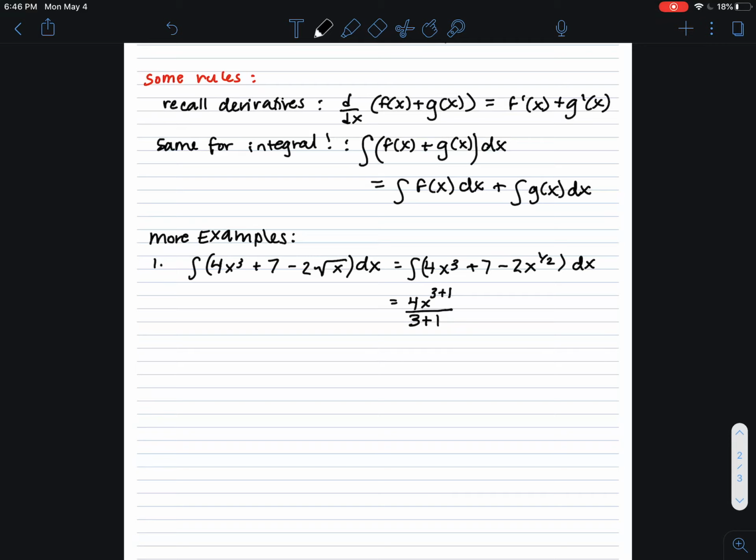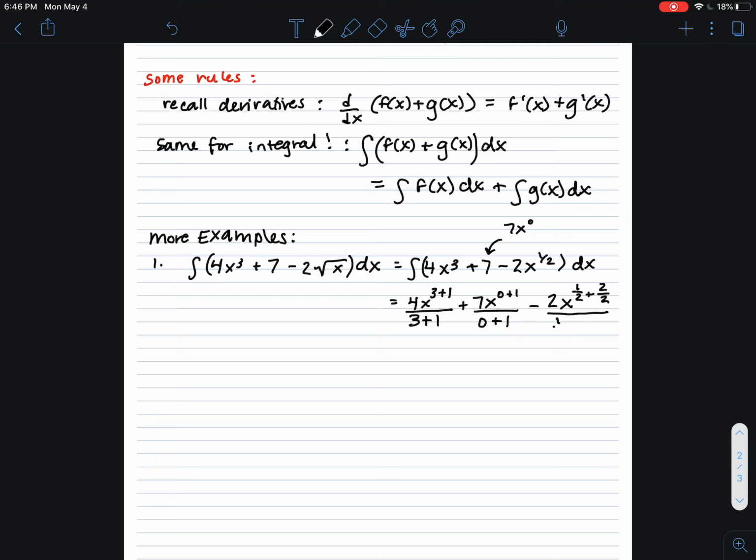And then we have 7, and technically here this is 7x to the 0, because x to the 0 is 1, and 7 times 1 is 7. So here, we are actually having to raise our power to be 0 plus 1, and then we're dividing by 0 plus 1. Minus 2x, we'll keep this minus just because it's part of our constant 2. So that comes straight down here. And then here our power is 1/2. So we're going to be adding 1 to 1/2, and that's the same as adding 2/2.